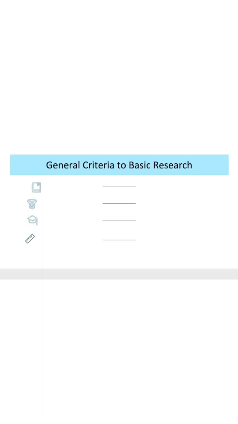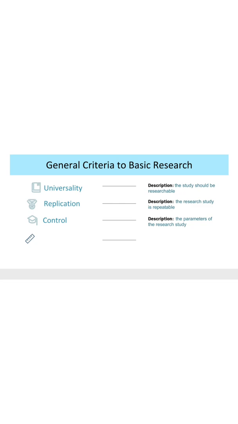General criteria for basic research. In addition to adhering to a general outline, basic research studies generally should meet certain criteria to qualify as basic or pure research. First, universality. The study should be researchable. Second, replication. The research study is repeatable. Then, control. The parameters of the research study. Then, measurement. It constitutes the observation and recording of phenomena.